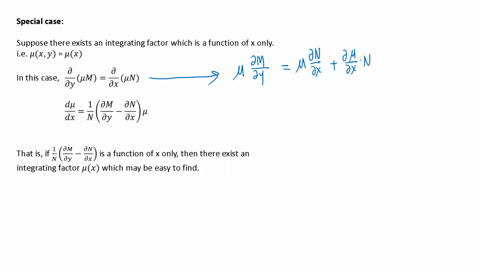But partial mu partial x, well, actually it's just d mu dx, right? Because mu is just a function of one variable, which is x. So then from this, you're changing the subject, use d mu dx as the subject, then you get this equation here.